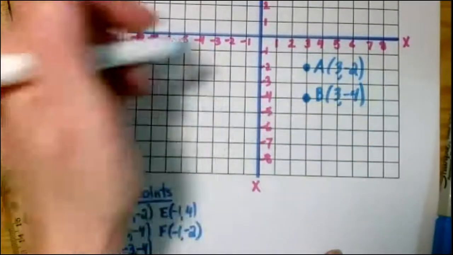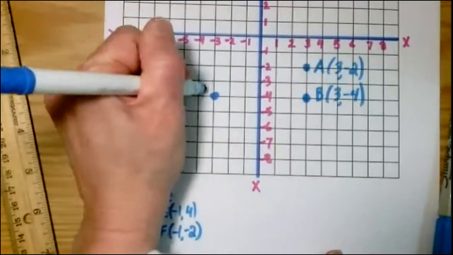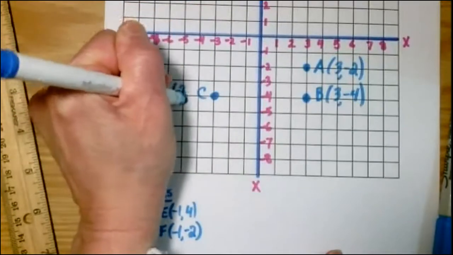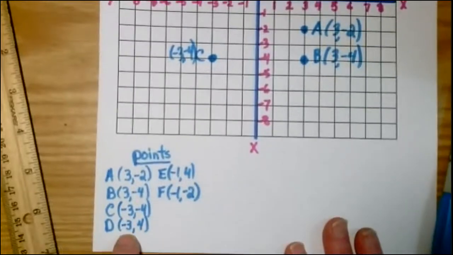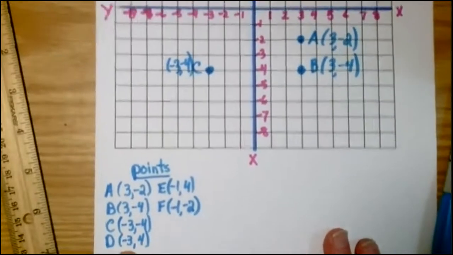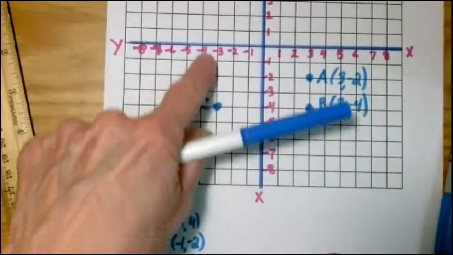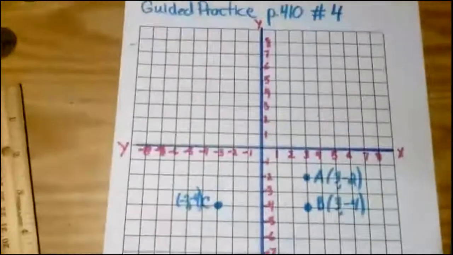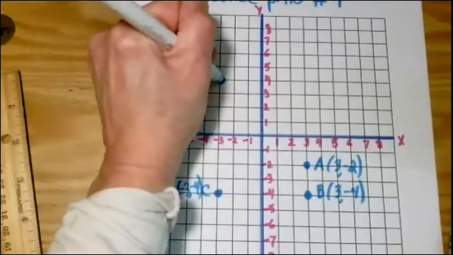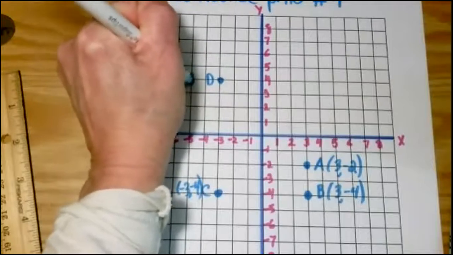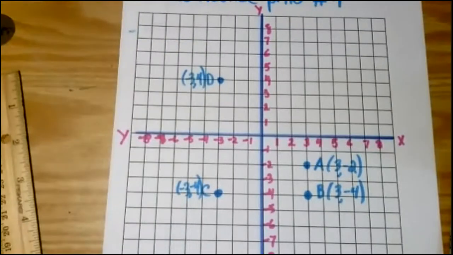Point C, -3, -4. Point D, -3, +4. -3, +4. That's point D, -3, +4. We're in, looks like we're going to be in all the quadrants.